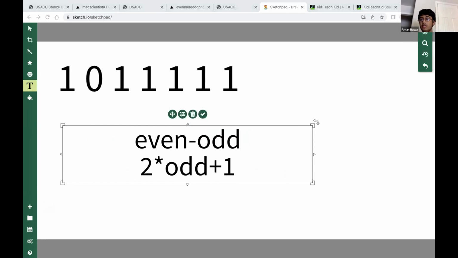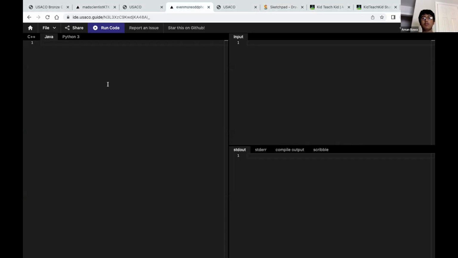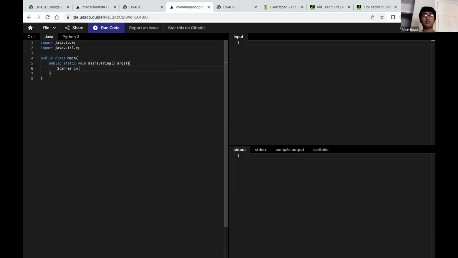Okay, now we can put this in code. So yeah, here we go. So the first thing, let's write our imports. And make our scanner.